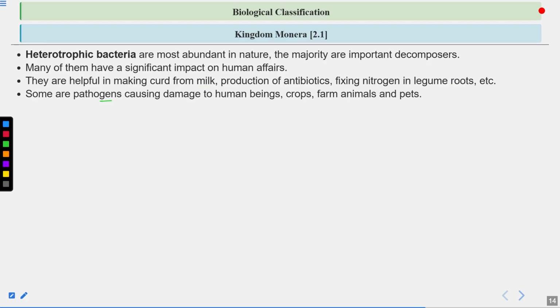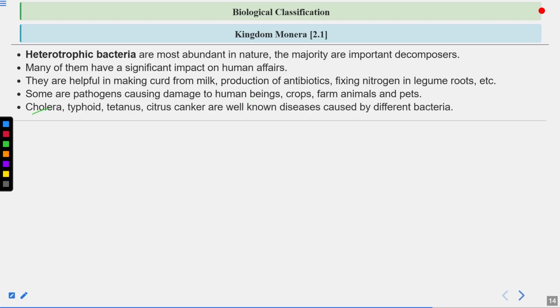Some are pathogens also. What are pathogens? Organisms which can cause disease. Some are pathogens and they cause damage to human beings because they cause a lot of diseases. They can damage crops also, causing disease in crops. They can cause damage to animals as well as pets. Like cholera, which is caused by Vibrio cholerae, a disease in humans. Then typhoid caused by Salmonella typhi, then tetanus, citrus canker. They're all well-known diseases caused by different bacteria.